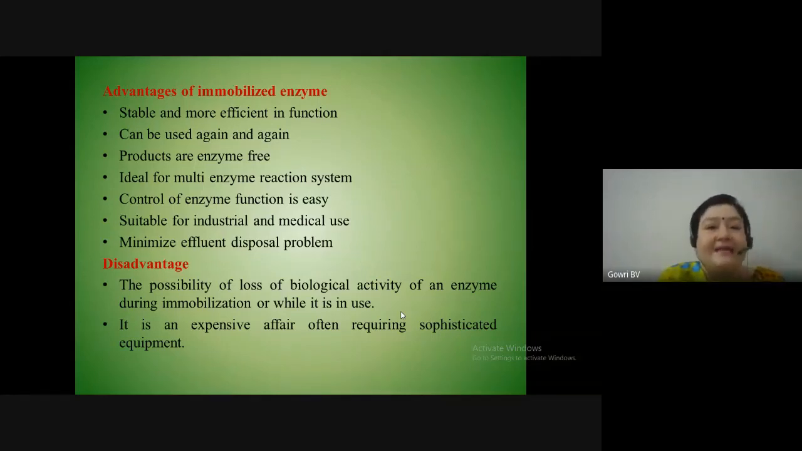I repeat the advantages and disadvantages of immobilization. Advantages of immobilized enzyme: they are stable and more efficient in function, can be used again and again. Products are enzyme free. It is ideal for multi-enzyme reaction systems. Control of enzyme function is absolutely easy, suitable for industrial and medical use, and of course it minimizes effluent disposal problem. Disadvantages include the possibility of loss of biological activity of an enzyme during immobilization or while it is in use, and of course it is an expensive affair, often requiring sophisticated equipment.